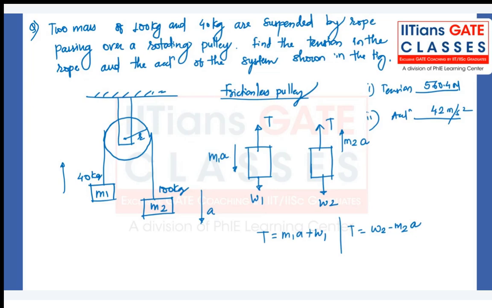Okay, so both of them have to be the same. M1 is 40 into the acceleration, plus W1, which is 40 into 9.81, is equal to W2, which is 100 into 9.81 minus 100 into acceleration. I think if you solve these two, you will get the answer for the acceleration. Just check if this equation gives you the answer.